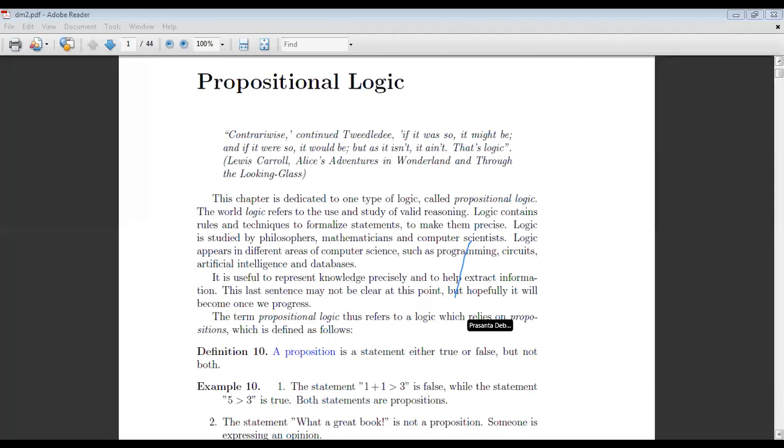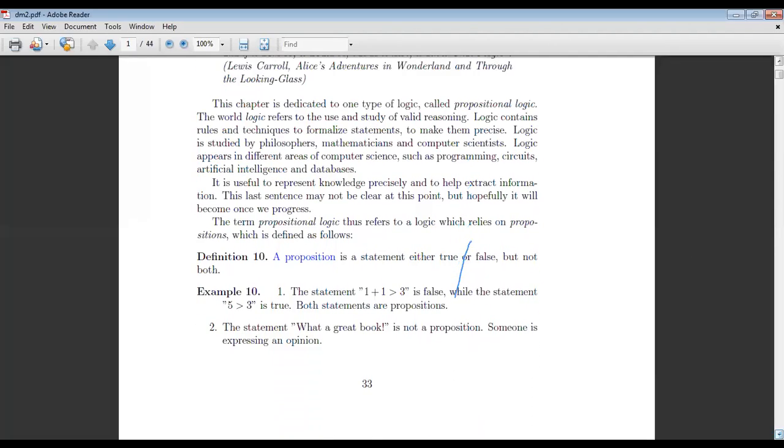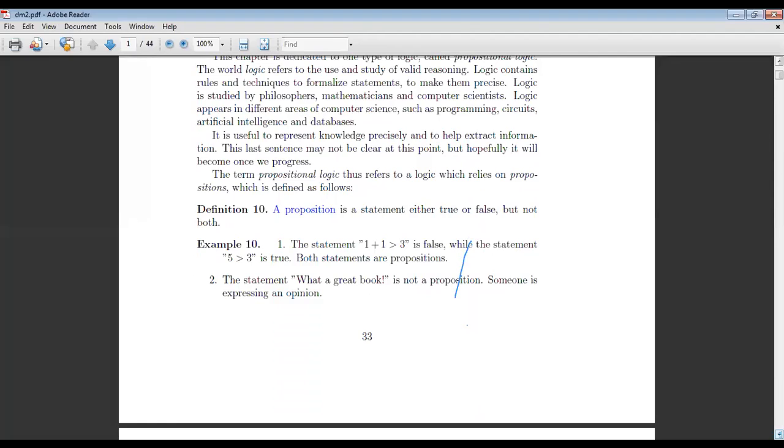Okay, first we move to the definition of proposition. So what do you mean by a proposition? Mainly a proposition deals with a statement which is either true or false, but not both. Means if you take a statement which is true or false, but both of them cannot occur, that is nothing but a proposition.